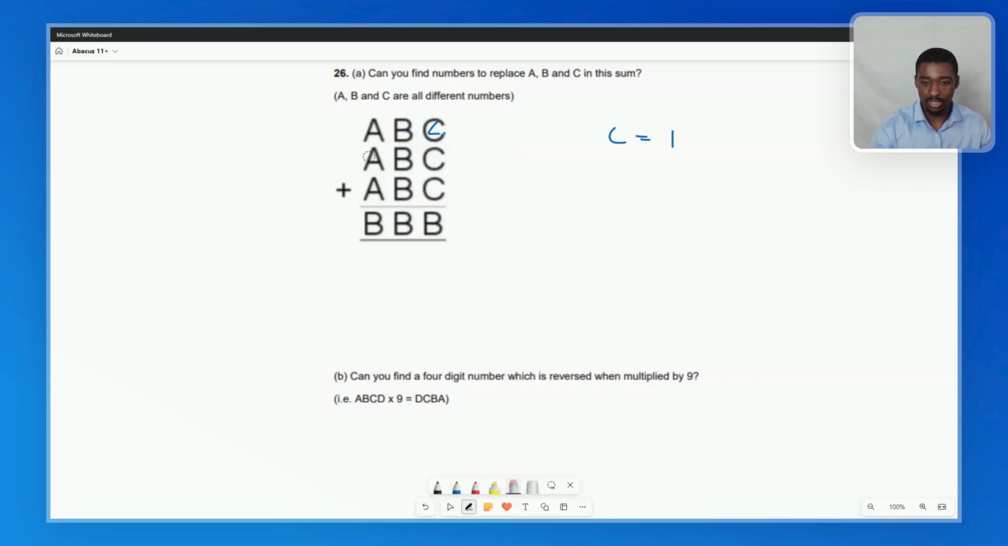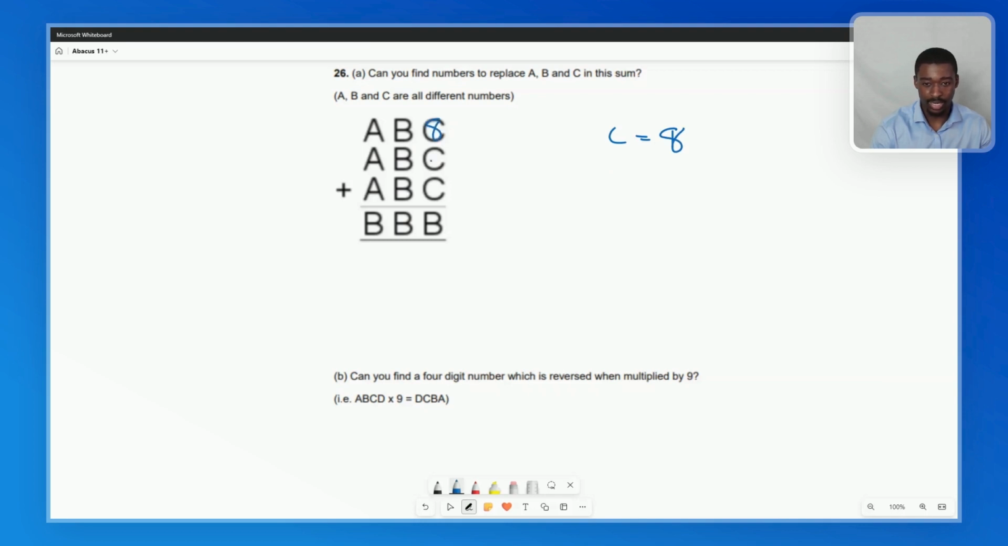But if we look closely at this sum, we can kind of expect C to be a number that when we add up these 3 C's gives us a remainder, gives us a tens number that we can then add on to this column to make this whole thing work. So for example, if we try C equals 8, then what do we get?